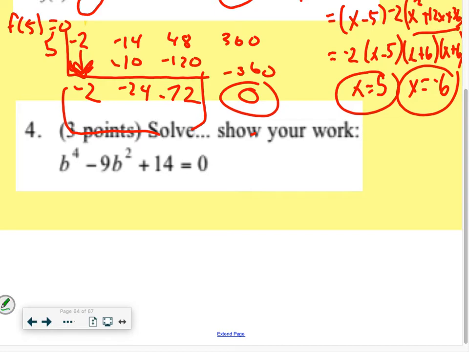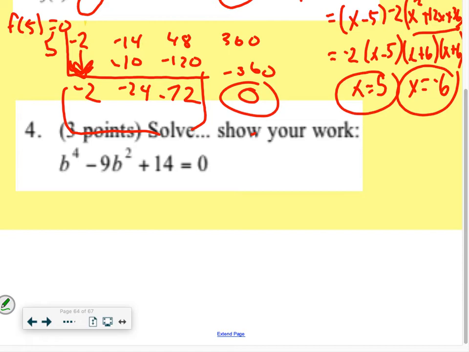But if you were to do that again, and take all the factors of 14, so 1 and 14, 2 and 7, plus or minus all of those over the factors of 1, and try these 8 possibilities, 1, 2, 7, and 14, and their negatives, none of them work. What that tells you is there is no rational zeros.